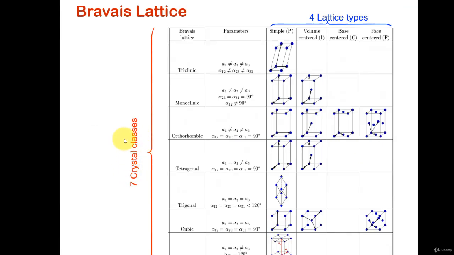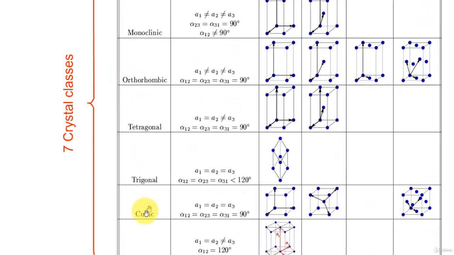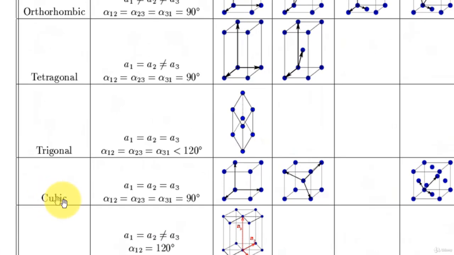The Bravais lattices are divided into 7 crystal classes. Indeed, in this table, we can see 14 different lattices that are gathered in 7 crystal classes. For example, you can see cubic lattice. It contains 3 sub-lattices, I mean simple cubic, body-centered cubic, and face-centered cubic named FCC.